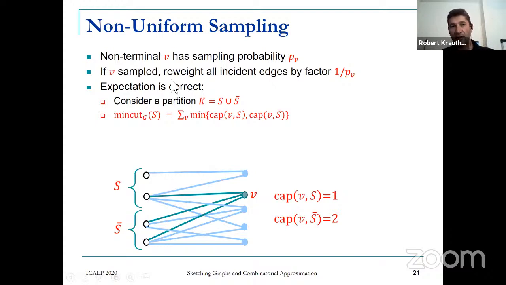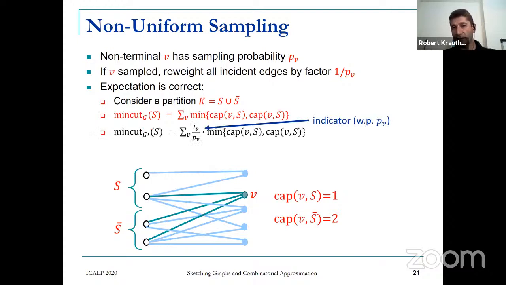Very simple. That's why the formula for the min cut is basically a summation over all the non-terminals of the minimum between two things. Which one do you want to cut? These are sort of linearizers. It's very convenient because the graph is bipartite. And if you do the sampling, then you get a similar formula, but with these random variables, the indicator I_V of whether you chose V or not, divided by P_V.